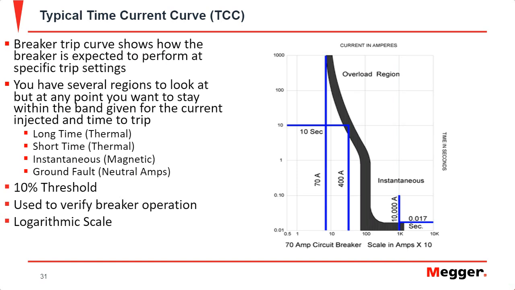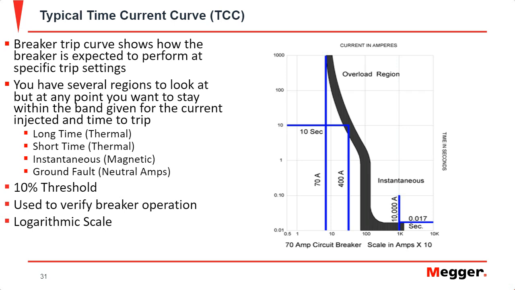So we're looking here at a typical time current curve. The breaker trip curve is pretty much just showing you when the breaker is expected to trip at specific settings when you have them dialed in on that trip unit, whether it's a Micrologic one where you manually program the current in, or when you put the delay in, or if it's on the dials where you have to go and refer to the manual.